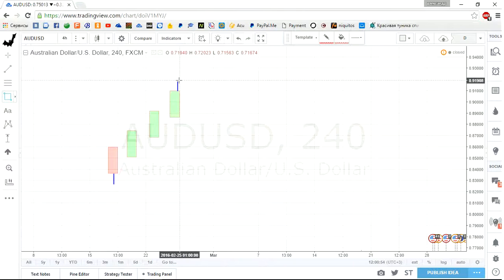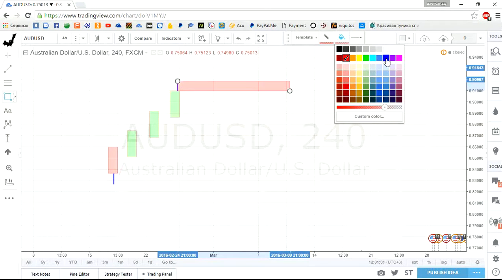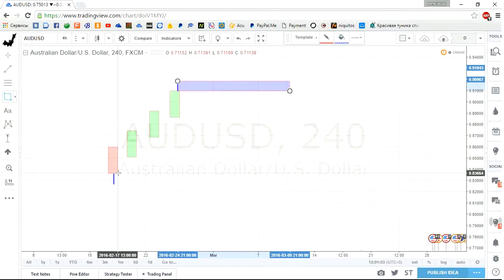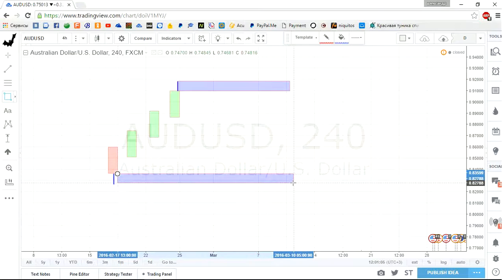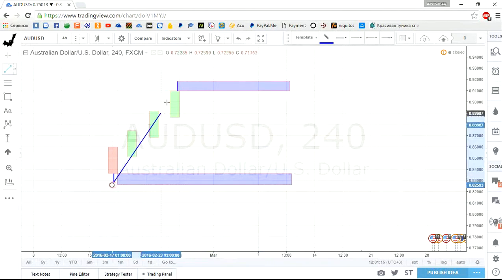I will mark these borders with rectangles. Okay, let these rectangles be blue. So these rectangles symbolize the borders. And the space between these borders is called the body of the swing. Okay, swing looks like this.